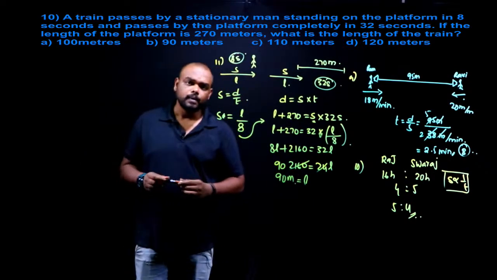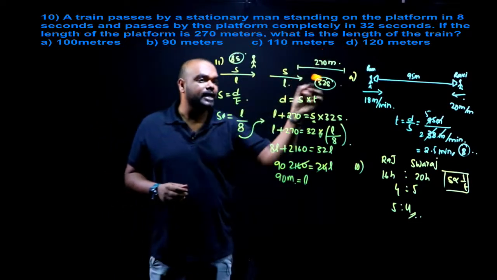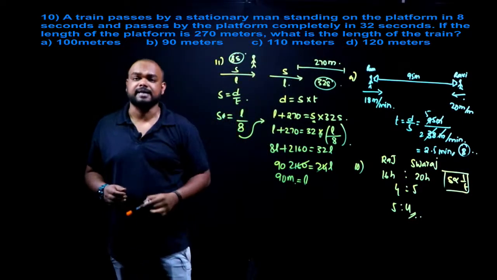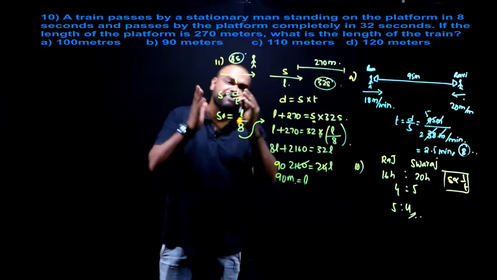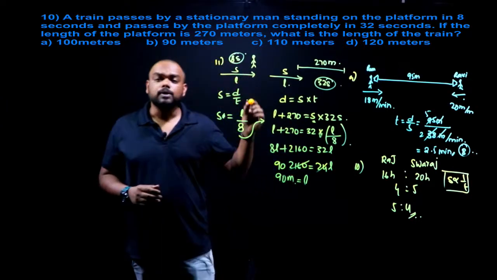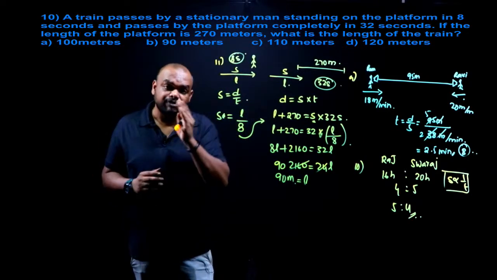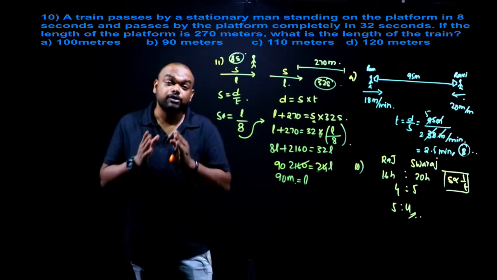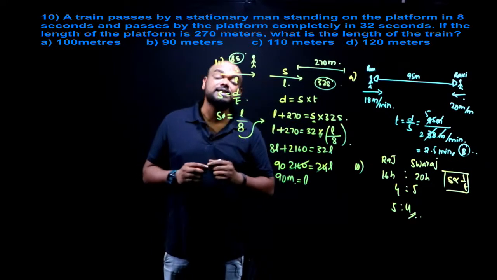I'm repeating this question one more time. Understand: here the train crosses the platform in 32 seconds. Here the train crosses the man in 8 seconds. What is the length of the train? You can start from here or here, no problem at all. I'm starting from here. Now, what do we want in the question? I want the length of the train. Where do we find length? We find it in the distance. So we start with the distance formula.